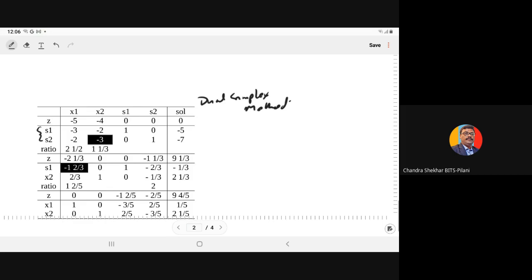So here we have S1, S2 as the starting basic variables. So we have the dual simplex method, right?